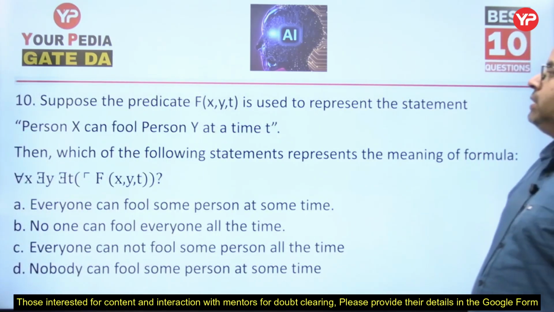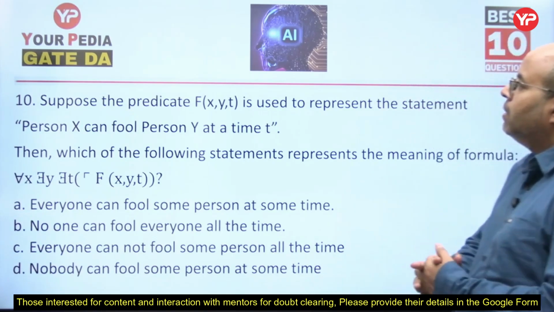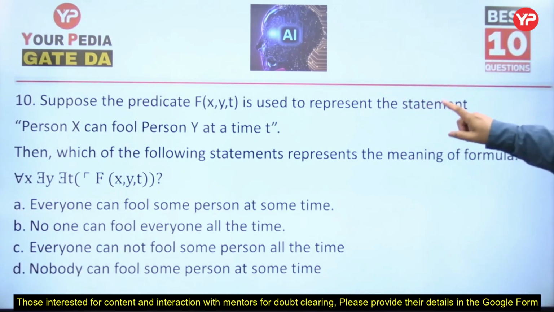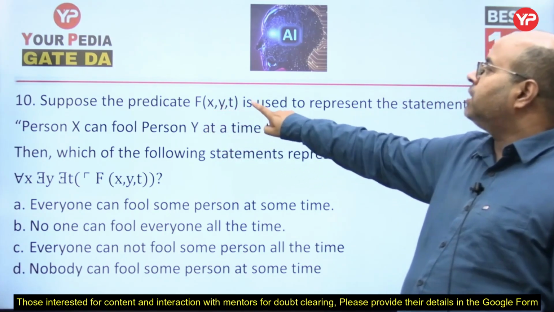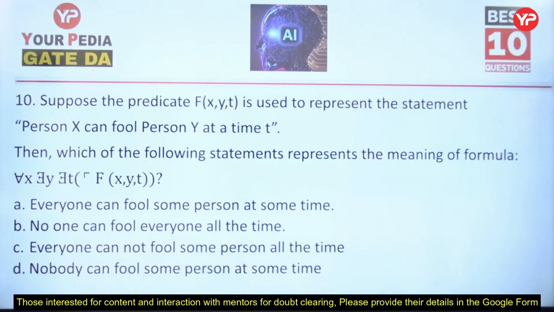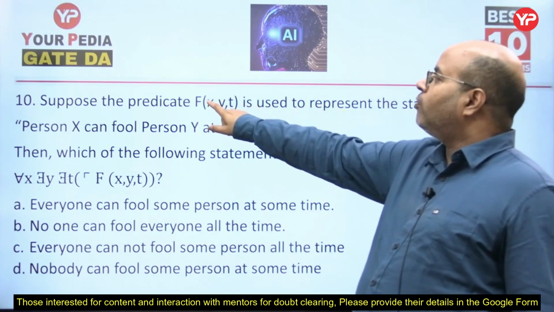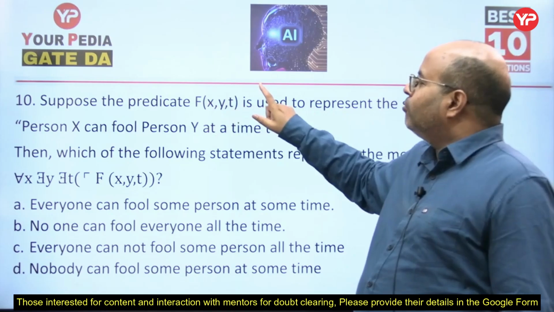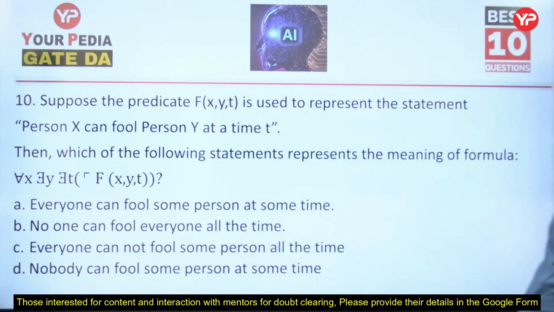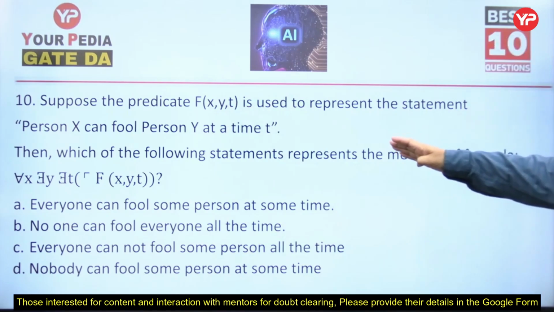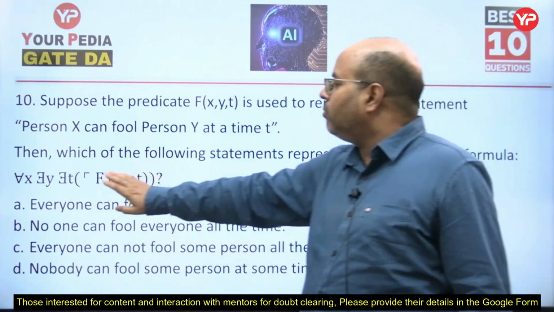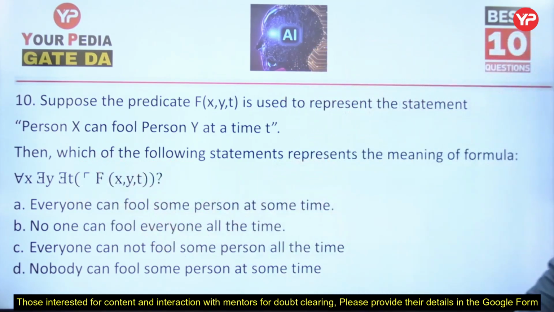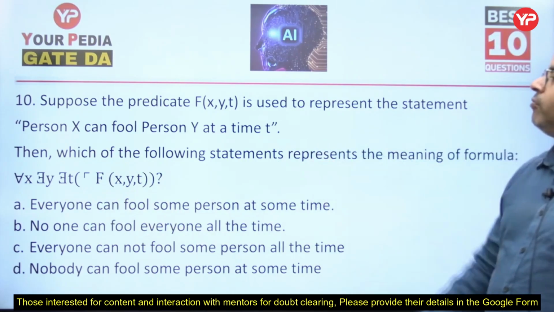Now coming to the next question, this is also a very important question. Suppose the predicate F(x, y, t) is used to represent the statement person x can fool person y at time t. F is for fool, person x can fool person y at a time t, F(x, y, t). Then which of the following statements represents the meaning of the formula? This is the formula given. Now we have to find which statement represents that formula.